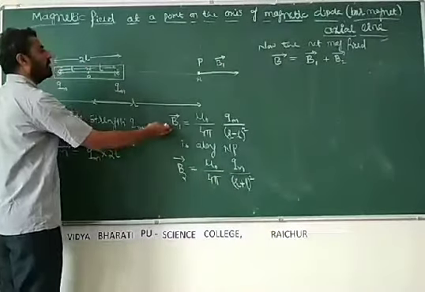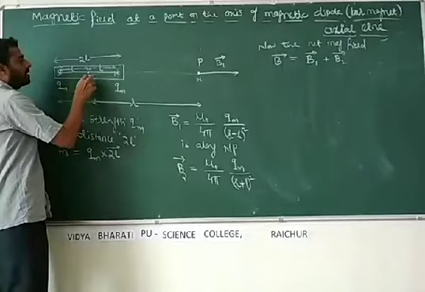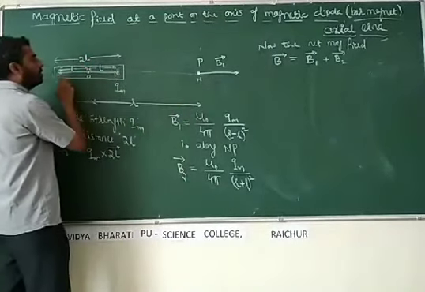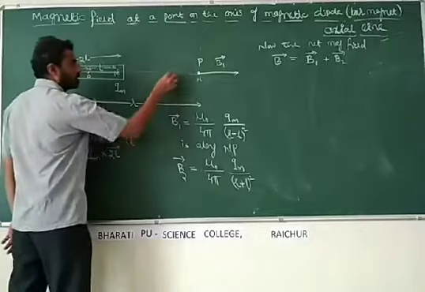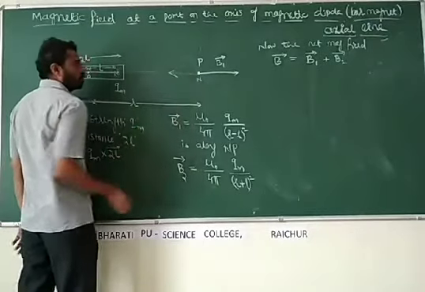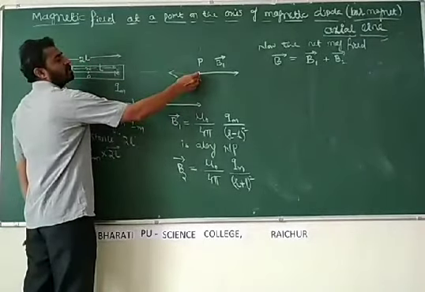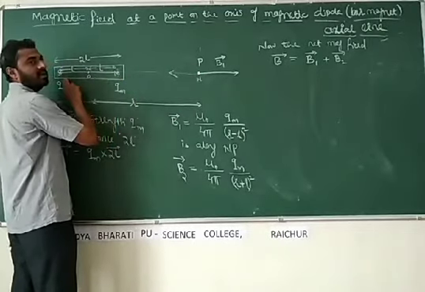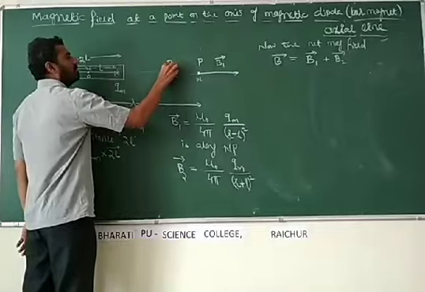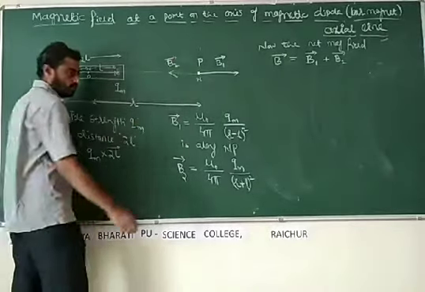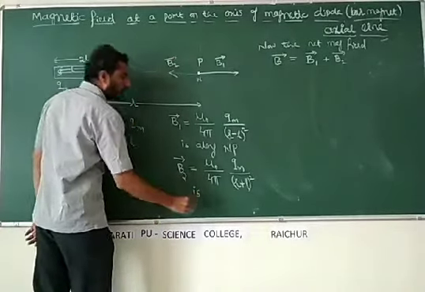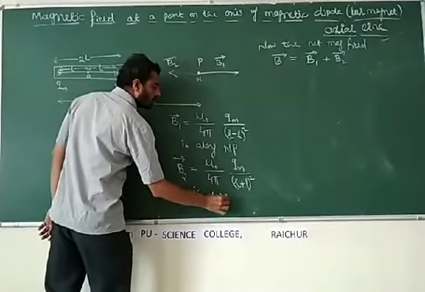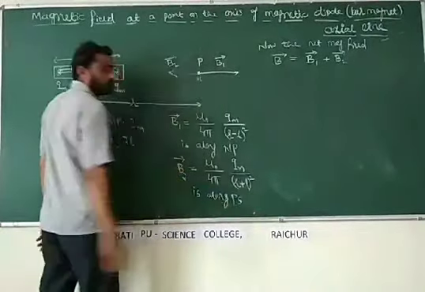Any of this field is a vector quantity. Here the direction of the field at P due to the south pole is in this direction. When this test north pole is repelled by the north, at the same time it is attracted by the south. That field is opposite to this. B2 is along PS.